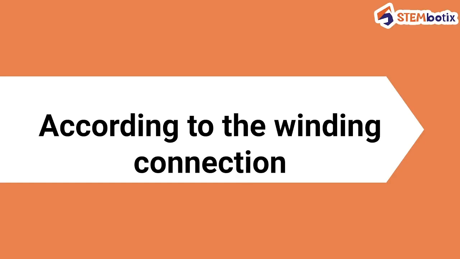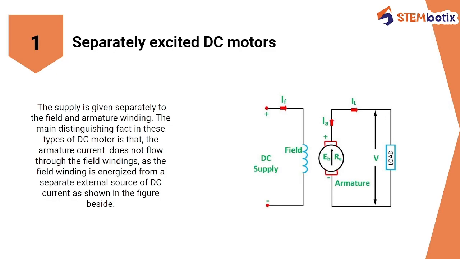Now let's first see the different types of DC motors according to the winding connection. The first one is the separately excited DC motor. As the name suggests, it has a separate excitation in the field winding, meaning the field winding is separately excited. As you can see here, it has two different circuits: the supply is given separately to the field winding and the armature winding.